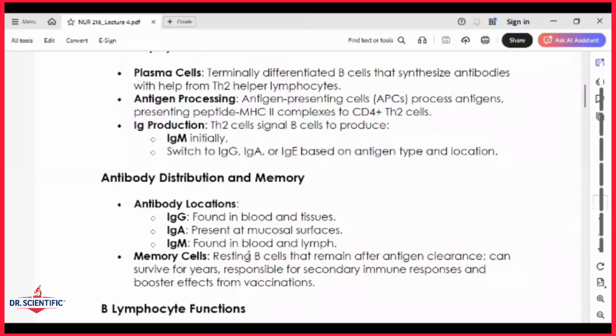If it's again found in either blood or lymph, it's going to be IgM. IgM will be maintained. So it depends on the site and the type of antigen that is infecting the body. So there is class switching. And of course, we have memory B cells.